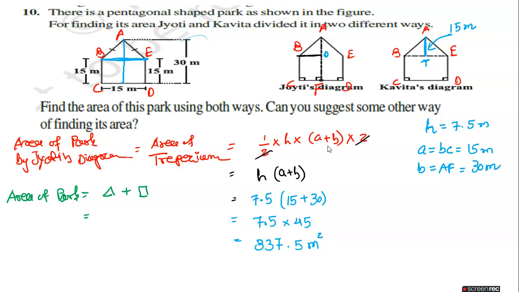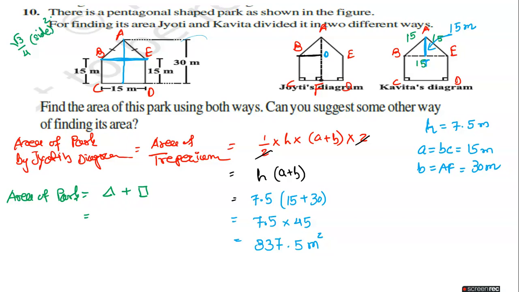Area of triangle, how can we get it? See, first method, as you have said, 1 by 2 into base into height. Base is BE here, that is 15, height is also 15. We will get the answer. Second method, AB is 15, AE is 15, and BE is 15. So this is an equilateral triangle, and equilateral triangle's area is root 3 by 4 into side square. Using this formula also we can get the answer.